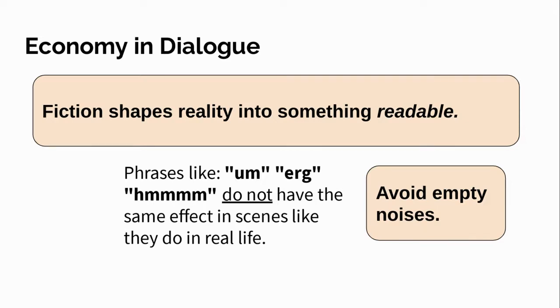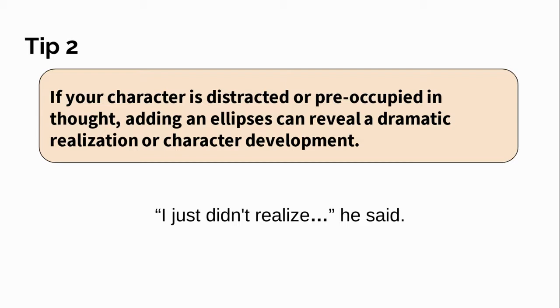So, in dialogue, phrases like "um" or "er" do not have the same effect in scenes like they do in real life. Beginning writers like to put them in there because they were thinking. It doesn't have the same effect. You think it does because it does in real life, but it actually doesn't when it's in fiction. Okay, so just avoid empty noises in speech so that the reader can live through that scene and see it play out.